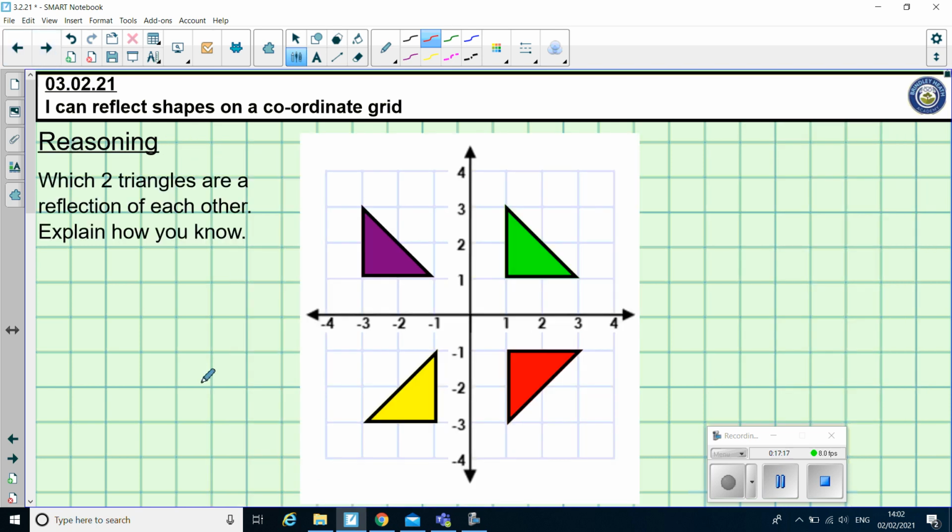Okay, hopefully Year 6 you've had a go at maths.co.uk. Some of you will have had a go at the stretch, and you are back here ready to look at our reasoning question. So today's question, we have got 4 triangles on a coordinate grid, and the question says which 2 triangles are a reflection of each other? Explain how you know. So pause the video now and have a go at that question, and then I will go through what I would write as an answer.